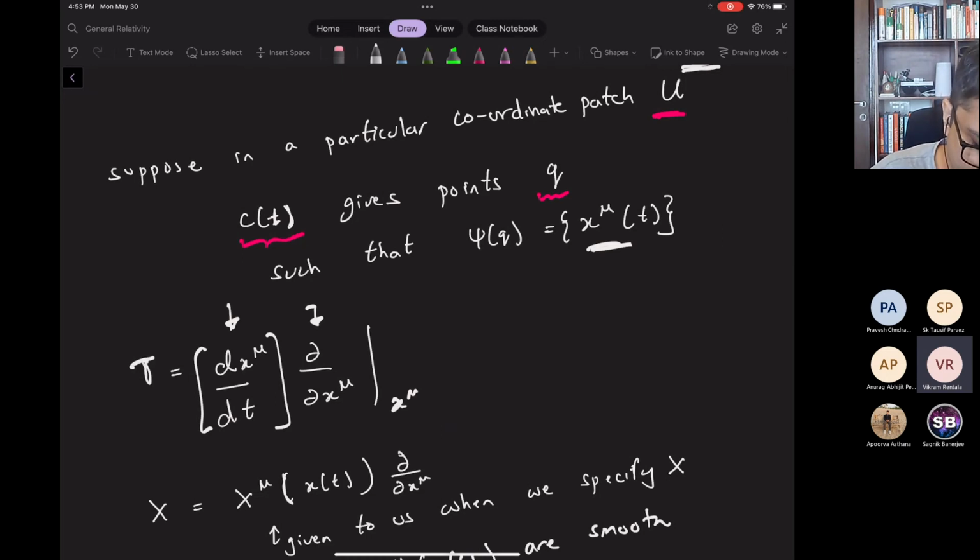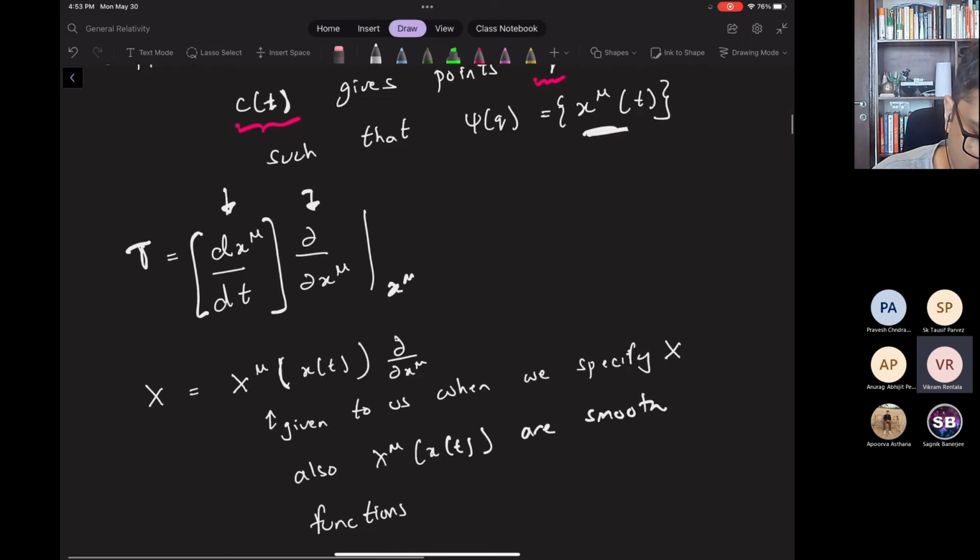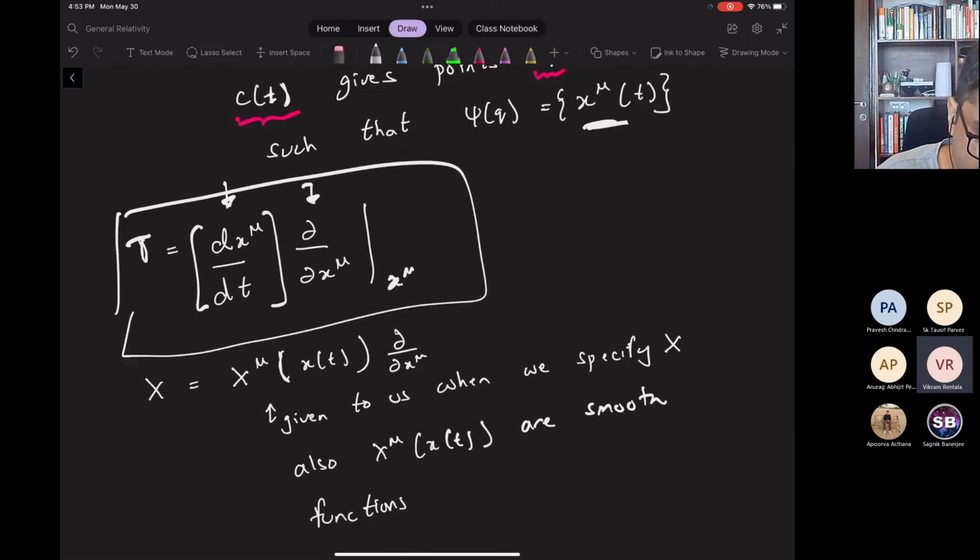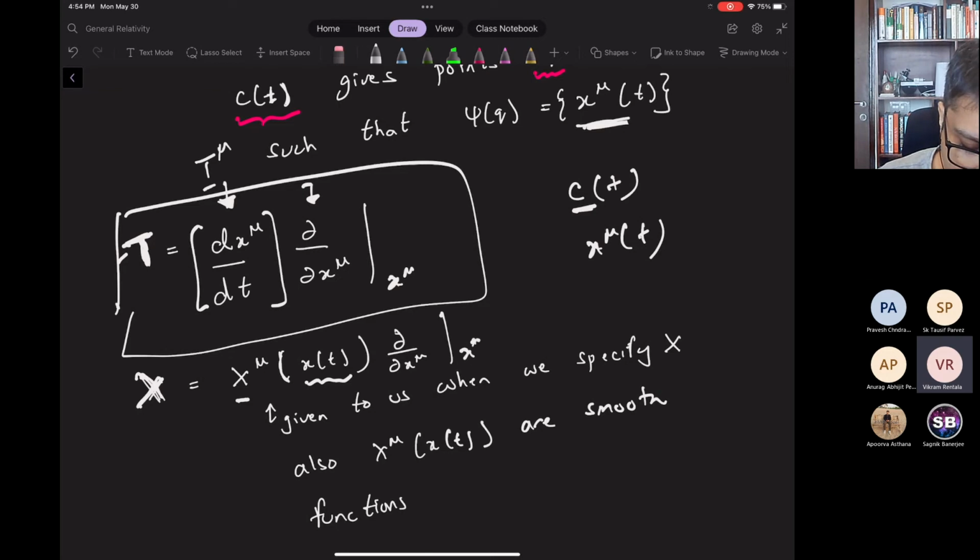So these are the tangent vectors. If you give me the curve C of t, it is equivalent in coordinates to specifying x^mu of t, which means you're giving me all these derivatives, which are nothing but the components of T^mu. So given a curve, I can construct this tangent field T, and I'm also already given a vector field X, which is X^mu evaluated at x of t, times partial_mu, again at a particular x. So this is given to us.